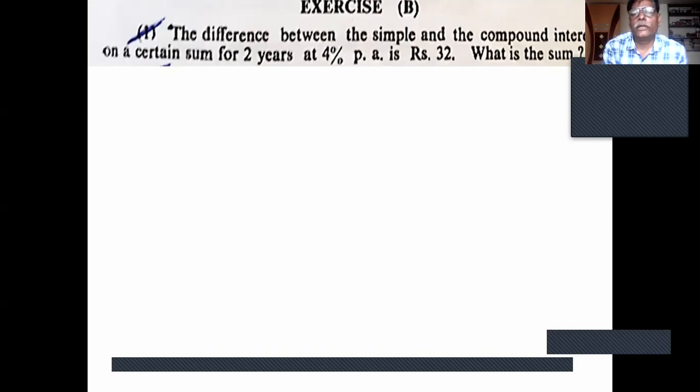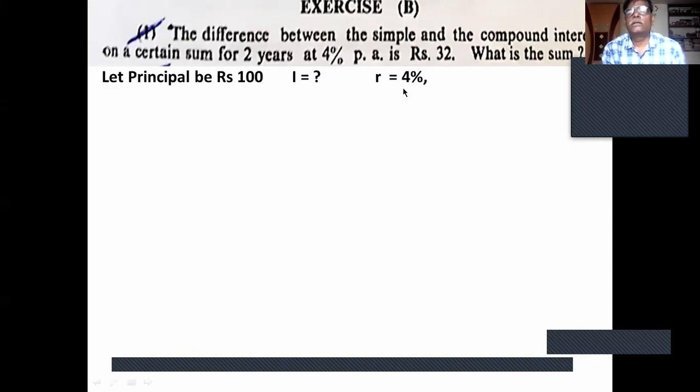In the first step, we calculate interest under simple interest. So let us consider principal be rupees 100. Interest is not given in the problem; you calculate it. Rate of interest is 4%. Then N is 2 years.